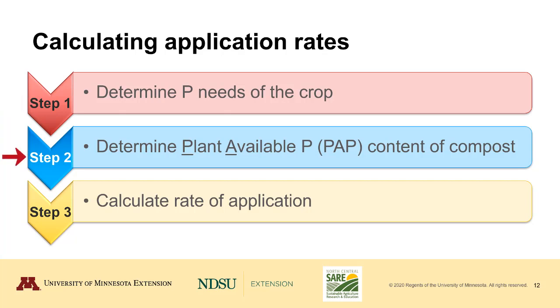The second step is to determine the plant available P content of the compost. Generally speaking, we think it's similar to what a raw manure might be, although under certain circumstances it might be a little less. But roughly 80% of the total phosphorus in the compost should be available that first year. And then from there, you can calculate your rate of application for the last step.